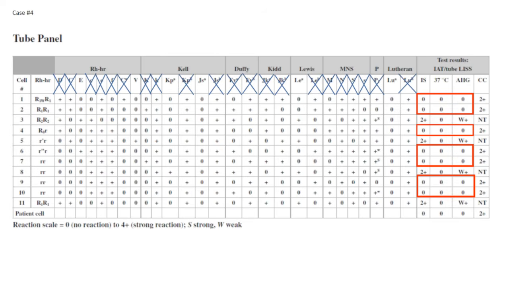Right. So we're seeing the 4 reactivities at immediate spin at 2+. The autocontrol down here is negative, so that would signify an alloantibody. And then using the negative reacting cells, we can rule out most of the specificities.